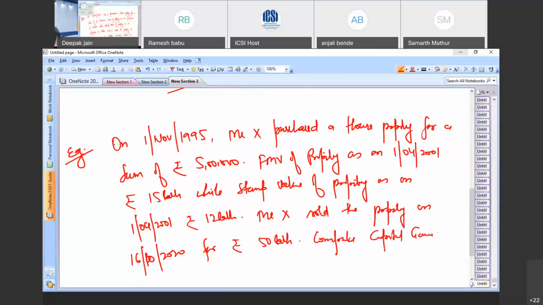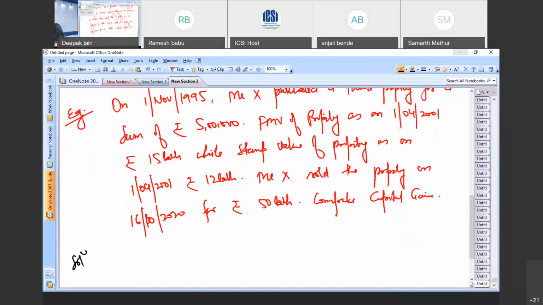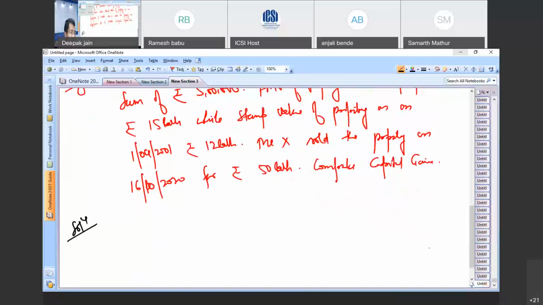Compute capital gain. I'm repeating again. On 1st November 95, Mr. X purchased a house property for a sum of ₹5 lakh. FMV of property as on 1st April 2001 is ₹15 lakh, while stamp value as on 1st April 2001 is ₹12 lakh. Mr. X sold the property on 16 October 2020 for ₹50 lakh. Compute capital gain. You know how to compute capital gain? Capital gain compute karna aata hai beta? Yes or no?